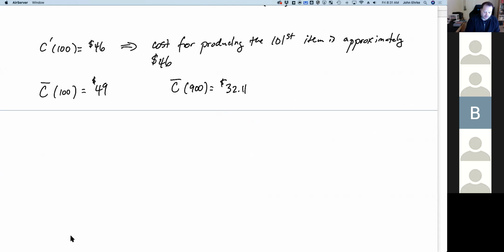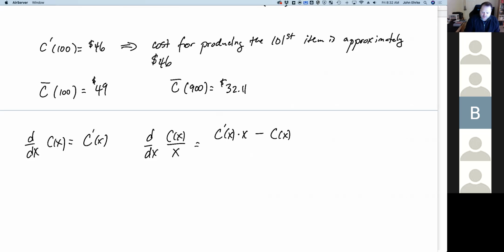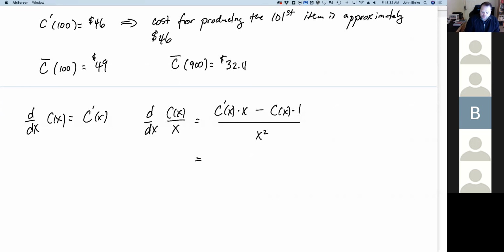In fact, you can see that pretty clearly. We know that the derivative of cost is C prime. What is the derivative of the average cost? Well, the average cost is C of X divided by X, and this is a quotient. So to calculate this derivative, we would use quotient rule. So it's C prime of X times X minus C of X times 1, divided by X squared, which would be C prime of X divided by X minus C of X divided by X squared.